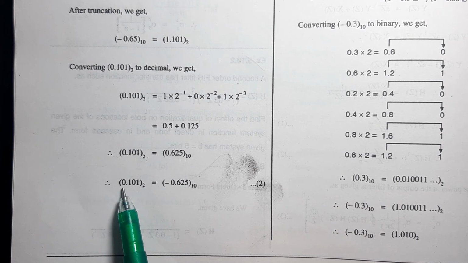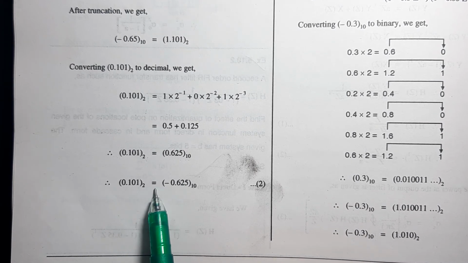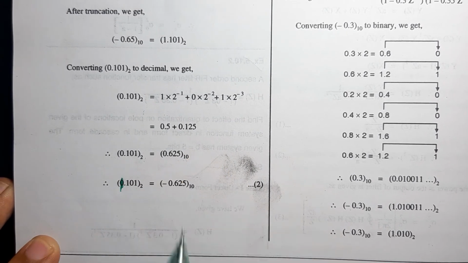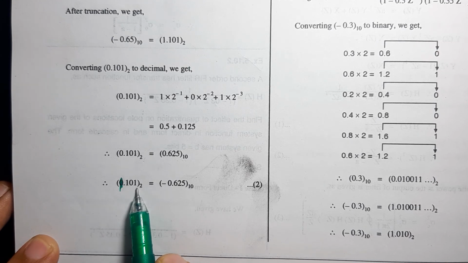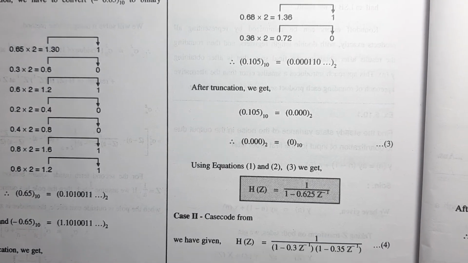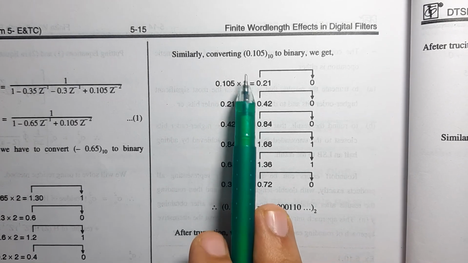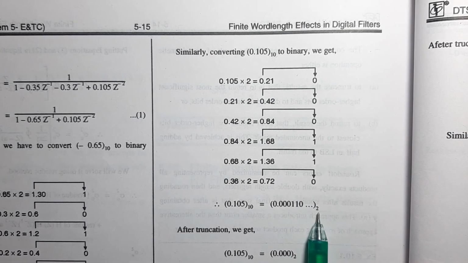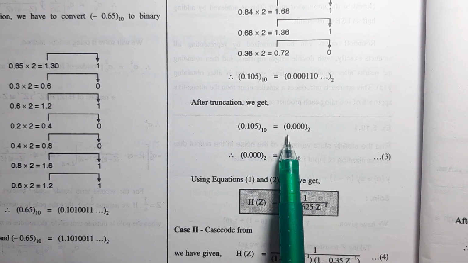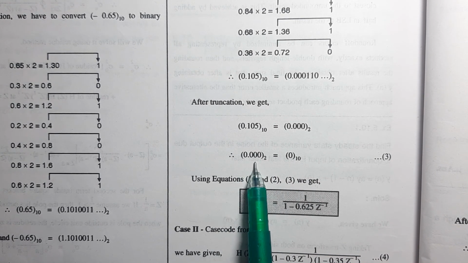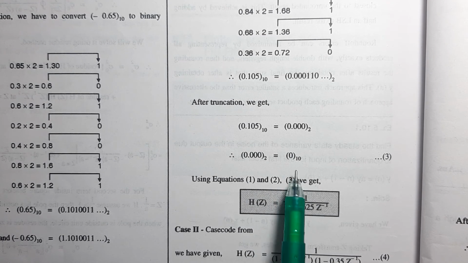So here your 1 will come, your 1.101 in binary is converted as minus 0.625 in decimal over here. Similarly, we convert the 0.105, which is in decimal, into binary. Then again, after truncation, we truncate it to 3 digits over here. Therefore, after converting this binary again to decimal, we get this in decimal.